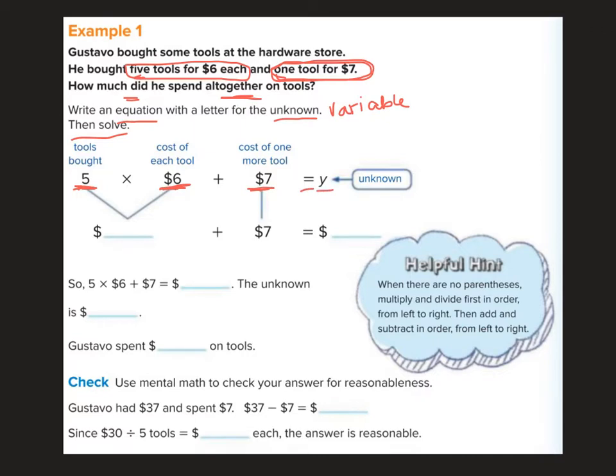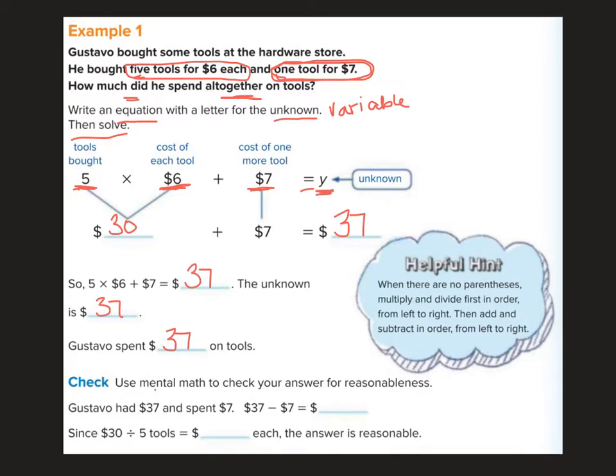I know that I'm going to do my multiplication first because that comes before addition. 5 times 6 is $30. And then bring down my $7. So 30 plus 7 equals $37. So y, in this case my unknown, is $37. So 5 times $6 plus $7 equals $37. The unknown is $37. Gustavo spent $37.